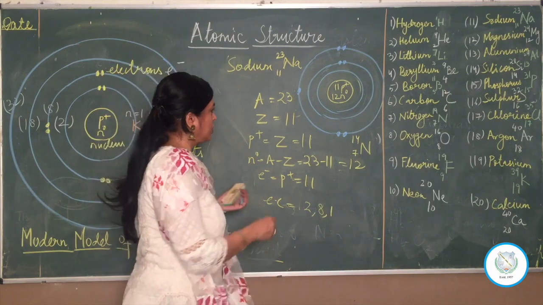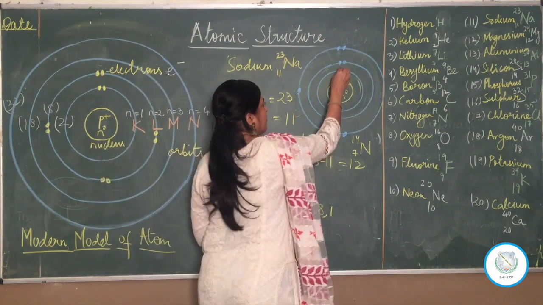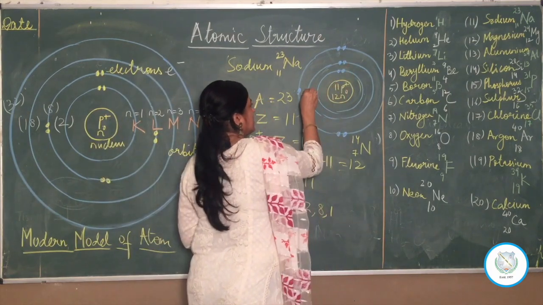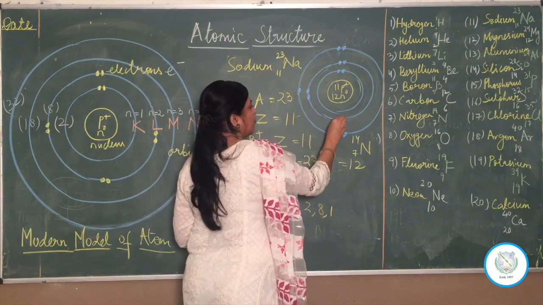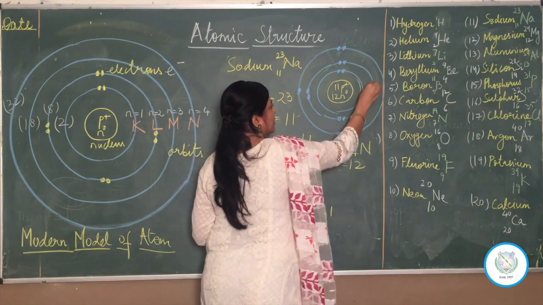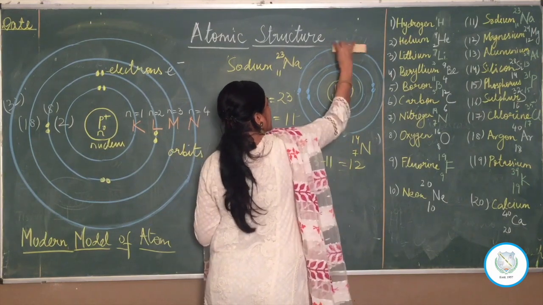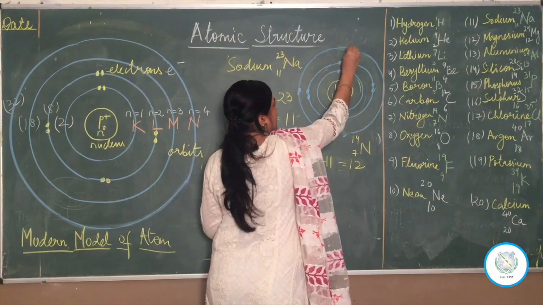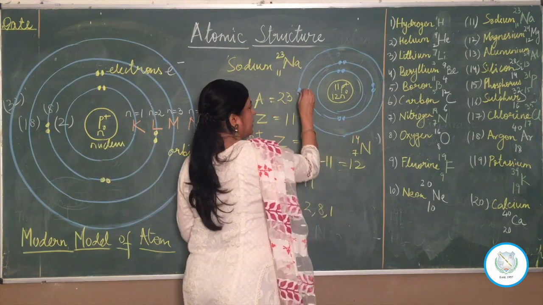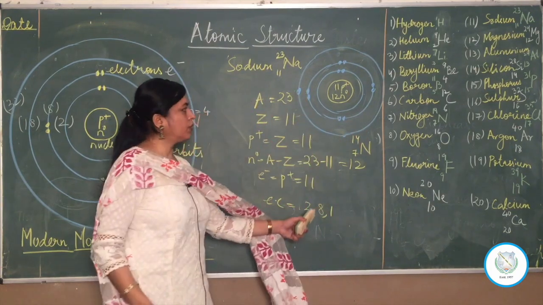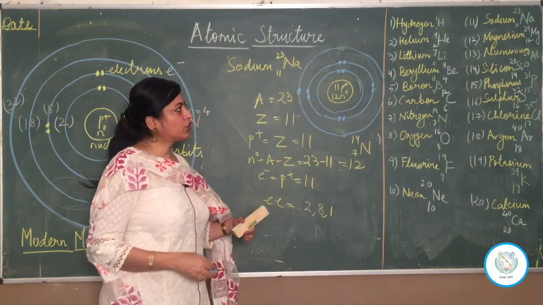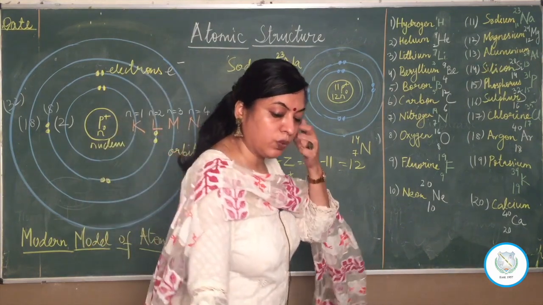And how would the electrons be arranged? The K shell would have 2 electrons. The second shell would have all 8. So you can draw them in 4 pairs. And the last shell, that is the M shell, would have only 1 electron, shown here 2, 8, 1. So for sodium it is 2, 8, 1.